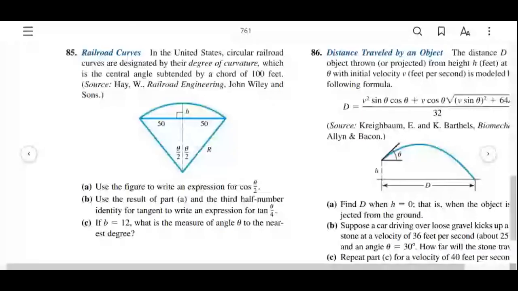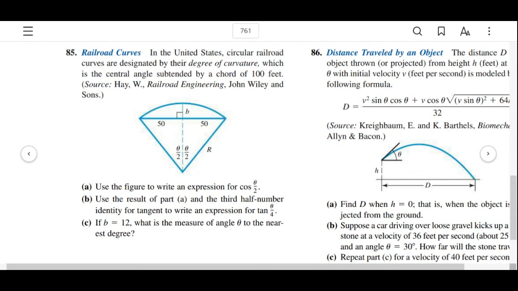Okay, so let's do 85. In the United States, circular railroad curves are designated by their degree of curvature, which is the central angle subtended by a chord of 100 feet. Use the figure to write an expression for cosine of theta over 2. So we know that this chord right here is going to be 100. If you divide that in half, it will be 50. So this angle right here would be theta over 2.